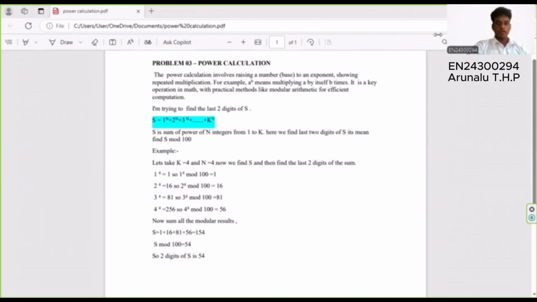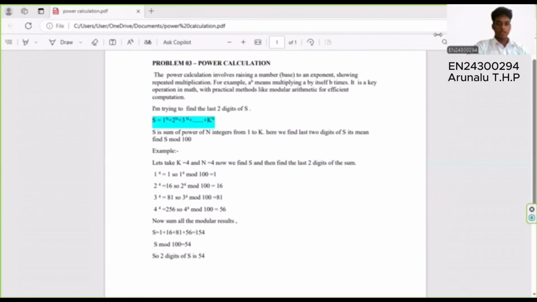We can calculate 1 to the power 4 equals 1, so 1 to the power 4 mod 100 equals 1. 2 to the power 4 equals 16, so 2 to the power 4 mod 100 equals 16. 3 to the power 4 equals 81, so 3 to the power 4 mod 100 equals 81. 4 to the power 4 equals 256, so 4 to the power 4 mod 100 equals 56.